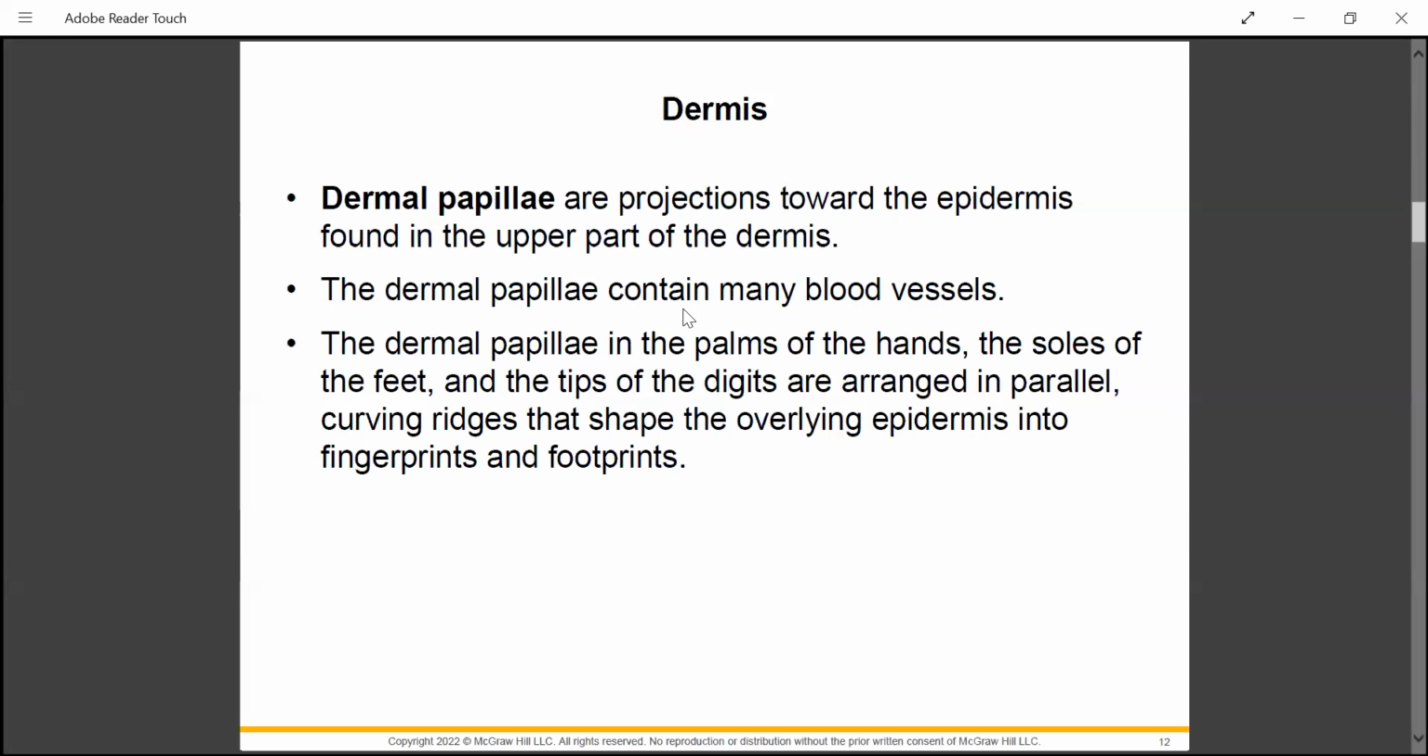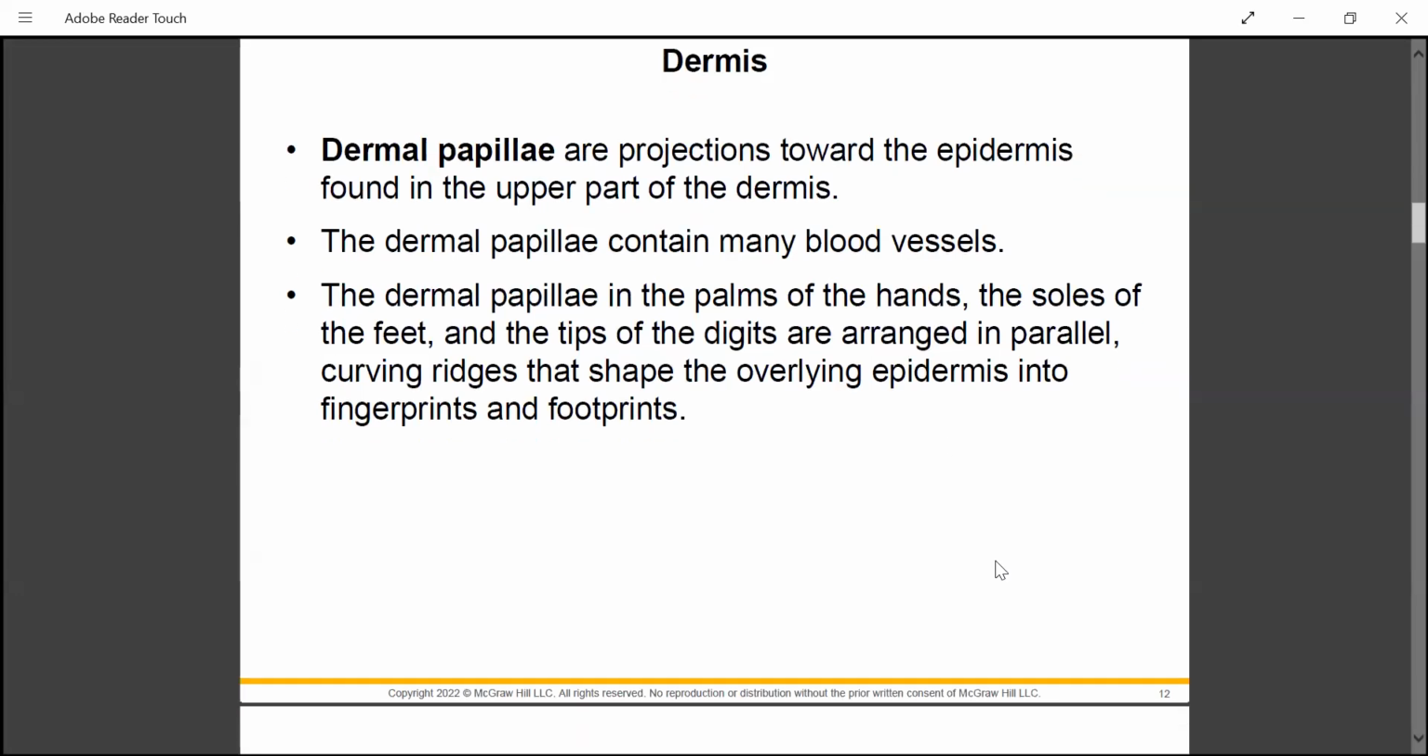So we have dermal papillae in our hands and the soles of our feet, as well as the tips of our fingers. And they're arranged in these parallel curving ridges. And so that's what shapes our fingerprints and footprints, the organization of these papillae. So that's just a fun fact.